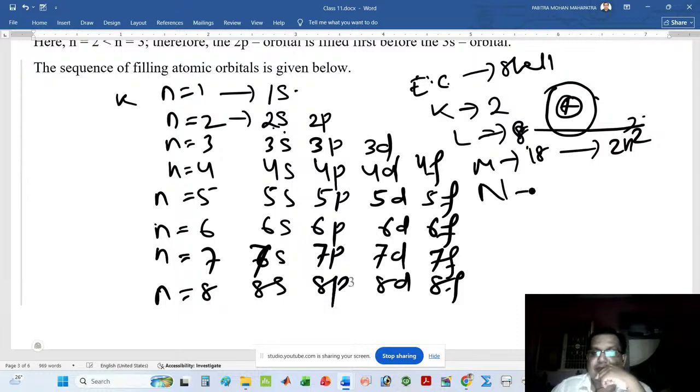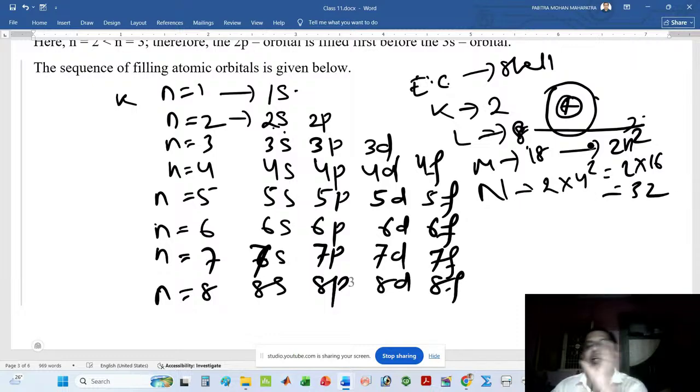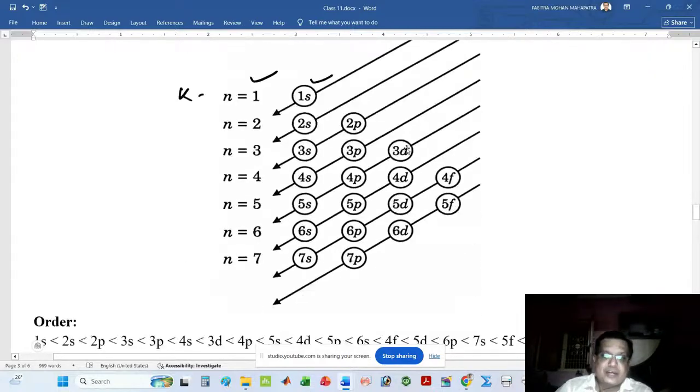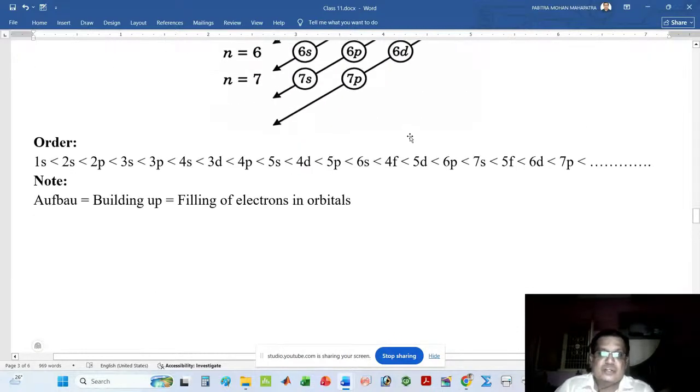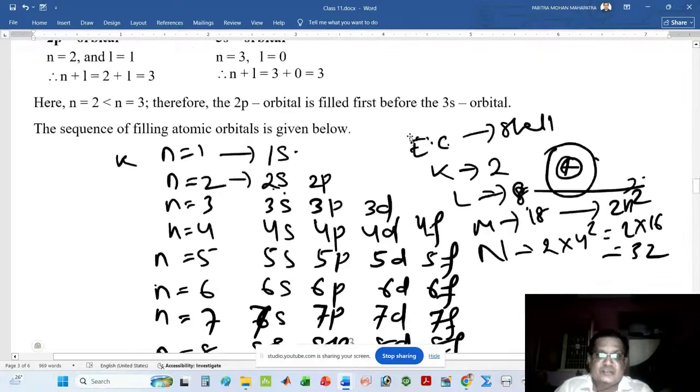For N cell, you can write 2 into 4 square, that is 2 into 16, that is 32 electrons. The N cell has a maximum of 32 electrons. After that, it will not receive more. Already you know about the electronic configuration in terms of a cell. Now in plus 2, I will teach you the electronic configuration in terms of subcell. How you will write the electronic configuration here.